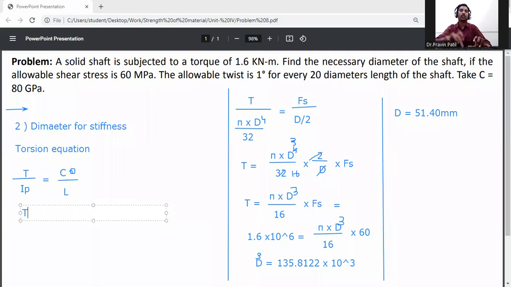So you can write T is equal to C into theta divided by L into IP, where IP is the polar moment of inertia, which is pi d raised to 4 divided by 32.